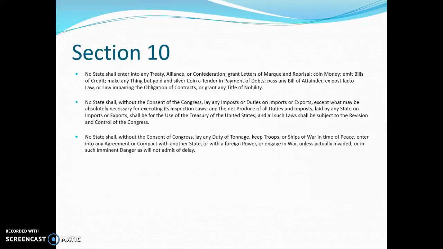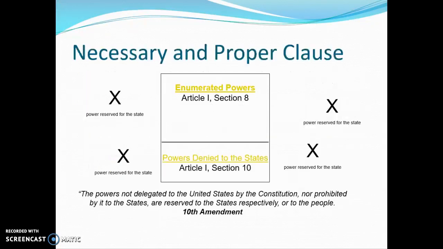So they can't have importing and exporting taxes. They can't keep ships of war in times of peace. So this is going to be the section that powers are denied to the states. Okay, so the powers not delegated to the United States by the Constitution, Article 1, Section 8, nor prohibited by it to the states, Article 1, Section 10, are reserved to the states respectively or to the people.